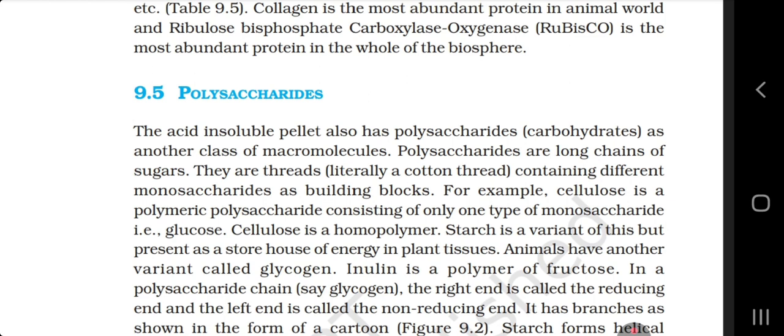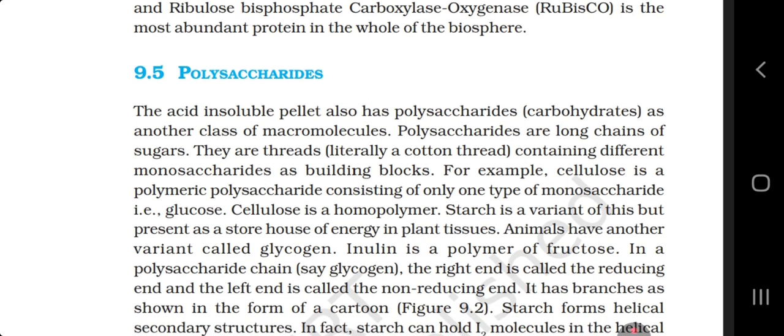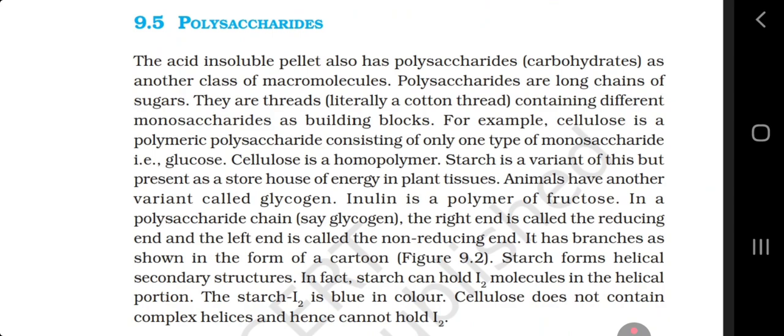9.5 Polysaccharides. The acid insoluble pellet also has the polysaccharides, that means carbohydrates, as another class of macromolecules. Polysaccharides are long chains of sugars. They are threads, literally like a cotton thread, containing different monosaccharides as building blocks. For example, cellulose is a polymeric polysaccharide consisting of only one type of monosaccharide, that is glucose. Cellulose is a homopolymer.